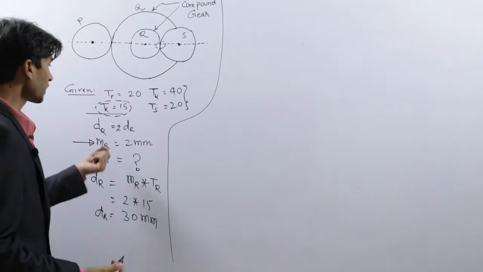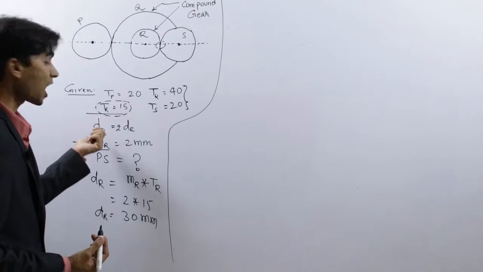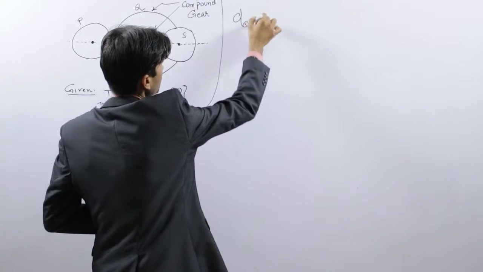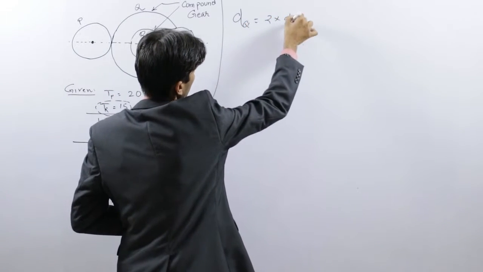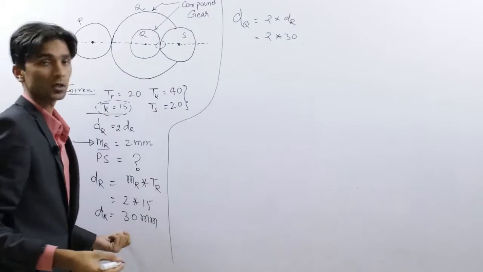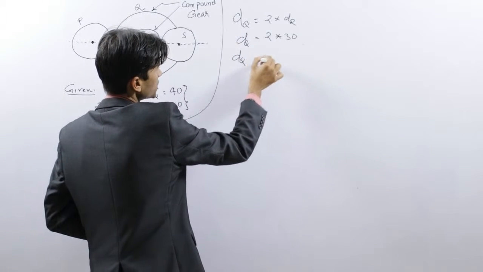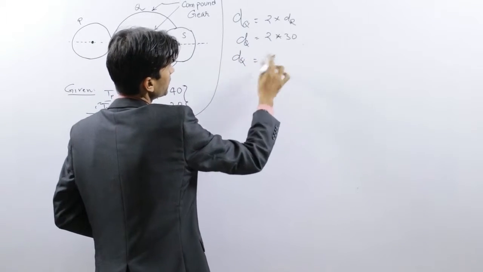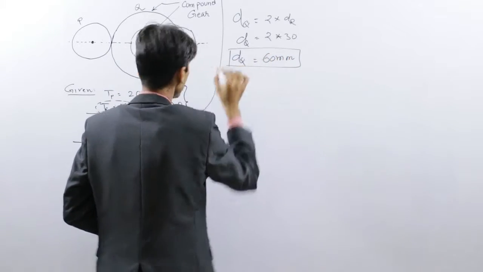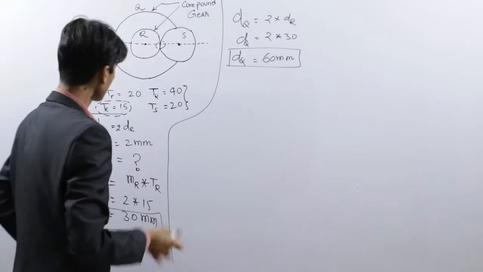One more condition is supplied: the diameter of R is half of the diameter of Q. It means the diameter of Q is twice the diameter of R. So twice 30 is 60. The diameter of Q comes out to be 60 mm. So we have got these two values, the diameter of R and the diameter of Q.